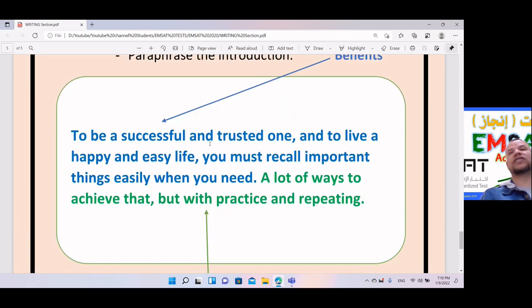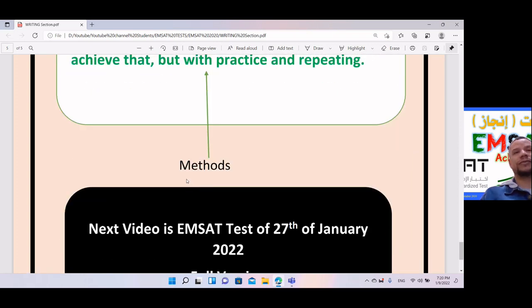Conclusion: to be a successful and trusted one and to live a happy, easy life, you must recall important things easily when you need. So this is how to do it.